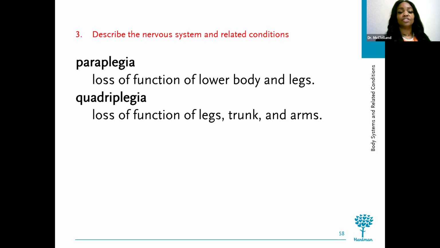Paraplegia is a loss of function of the lower body, legs, and quadriplegia is a loss of function of legs, trunk, and arms, everything down low.